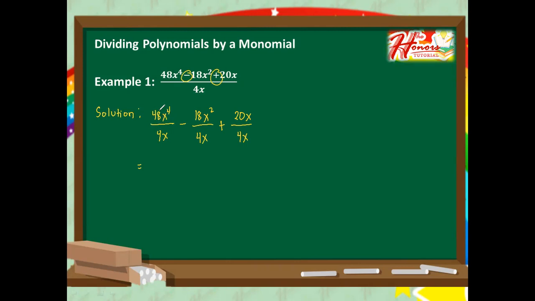So 48 divided by 4, that is 12. So we will write 12 here. And then 4 divided by 4 is 1, so over 1. So we have here x raised to 4 minus 1 because the exponent of x here is 1. So that is x cubed. It is positive, so therefore it should be here in the numerator.